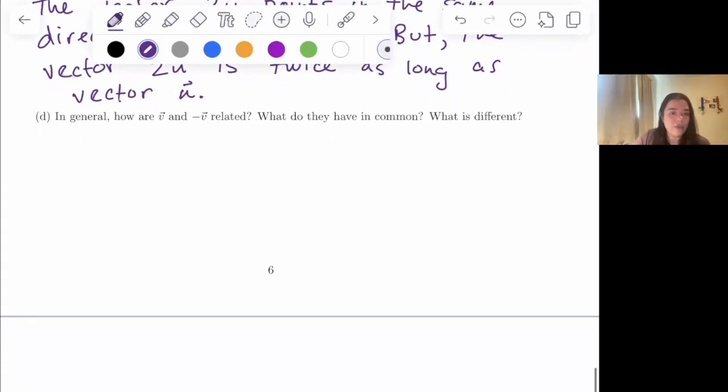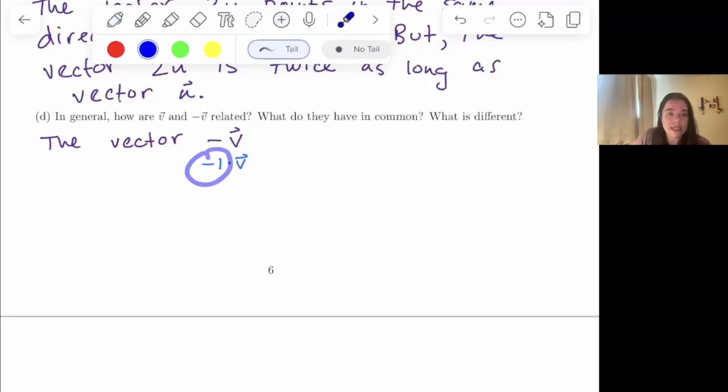Let's just double check part D now, just to make sure. So back to in general. In general, how are vector v and -v related? Notice quickly, I'm going to write it underneath here. This is saying -1 times vector v. So the scalar you're multiplying by is actually -1. I'm going to erase that just so it's not in the way of our sentence. But when you process -v, you want to think of it as -1 times vector v.